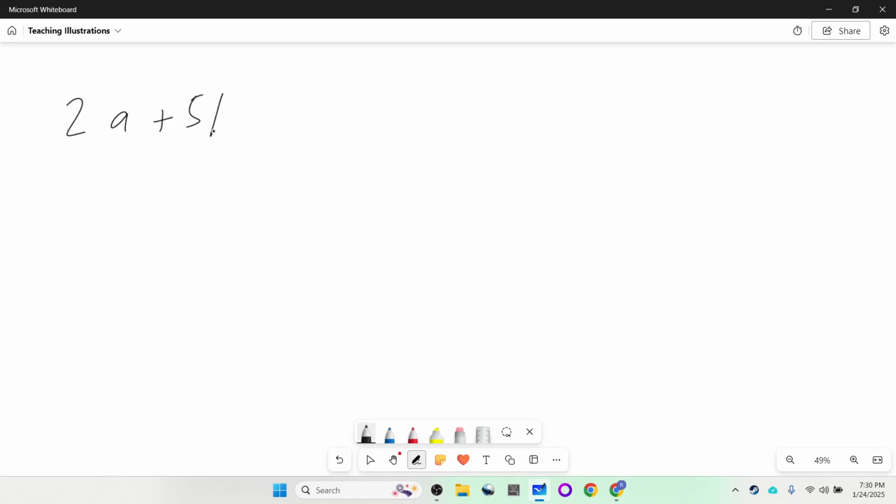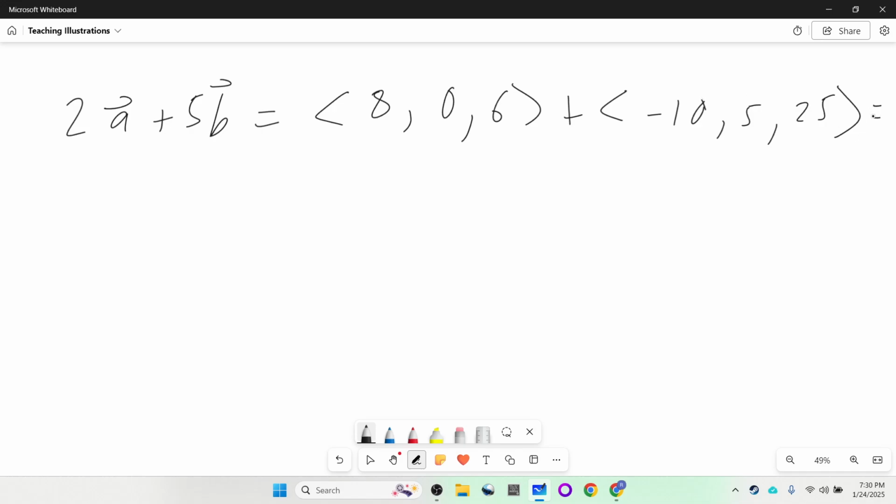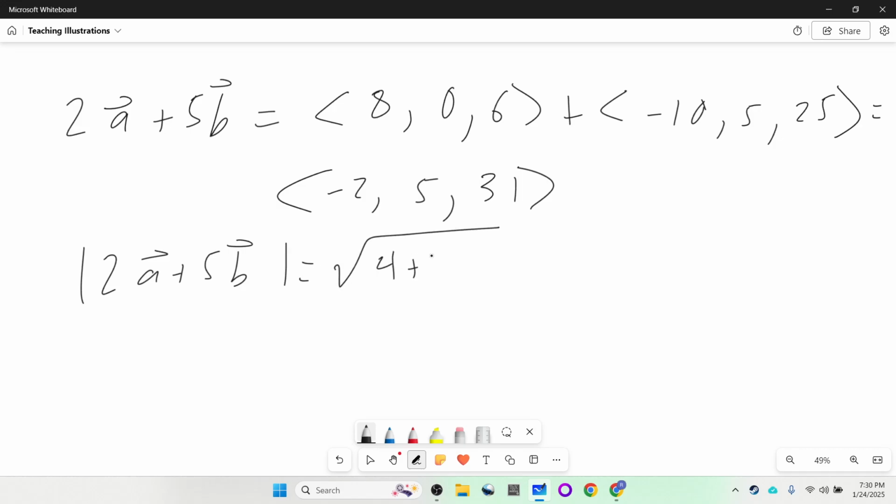2A plus 5B. Well, 2 times A would be (8, 0, 6). And 5 times B would be (-10, 5, 25). So then add them together and we get (-2, 5, 31). Then the length of 2A plus 5B would be the square root of 4 plus 25 plus 961, which works out to the square root of 990, or 3 times the square root of 110.